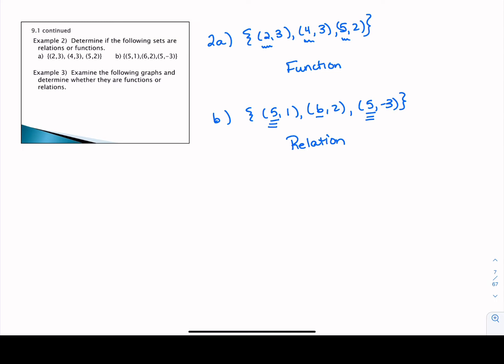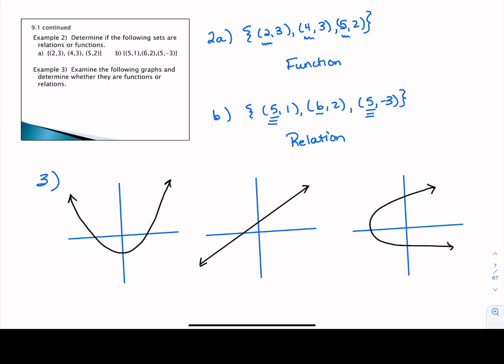The next example, example number 3 on your screen, reads: examine the following graphs and determine whether they are functions or relations. I'm going to draw a bunch of pictures for you and explain further how the vertical line test works. According to the vertical line test, if you have a function and you run a completely vertical line across any point on a graph, it should only cut the graph in one spot.